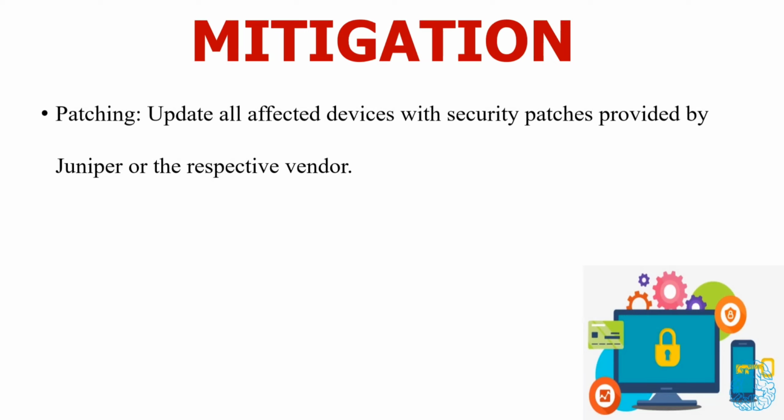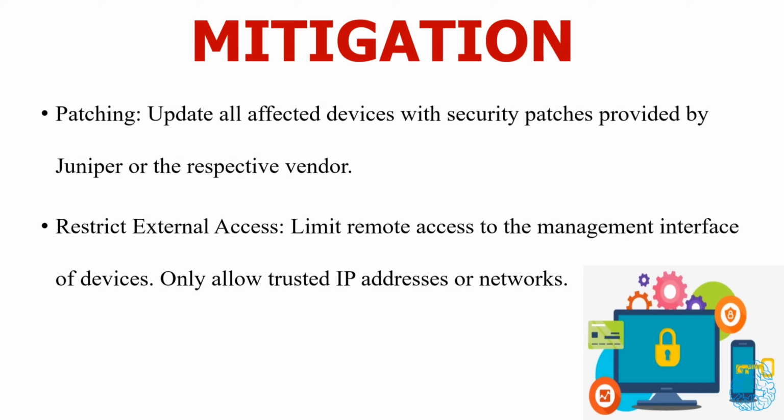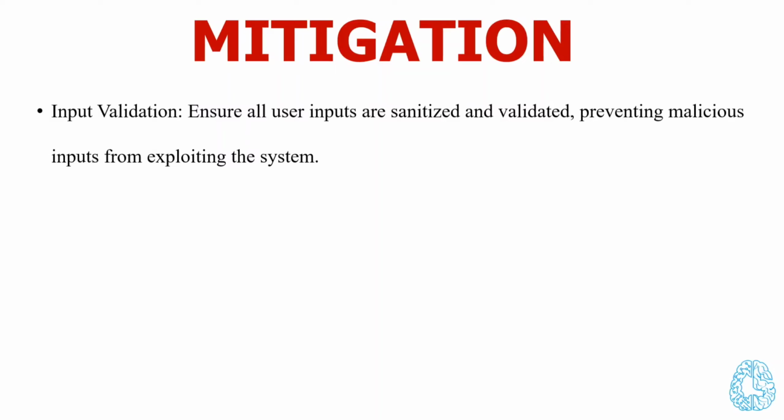The first important step is patching. Update all the devices with the latest security patches which are released by Juniper Networks. Restricting external access: protect the system by limiting remote access and only allowing trusted IPs or networks to access the management interface. Next important mitigation is input validation. By sanitizing and validating the user input, malicious threats can be kept at bay. So we can ensure that they don't exploit the systems.